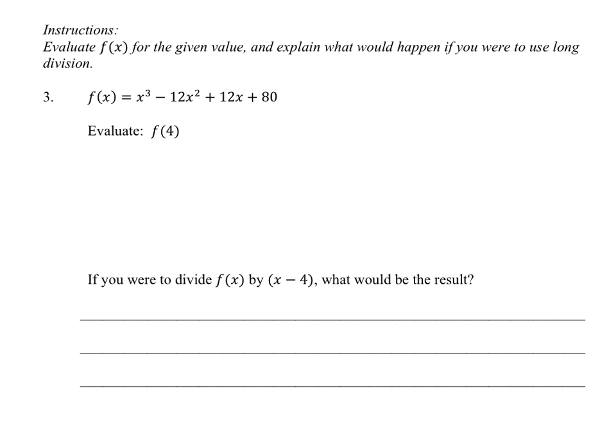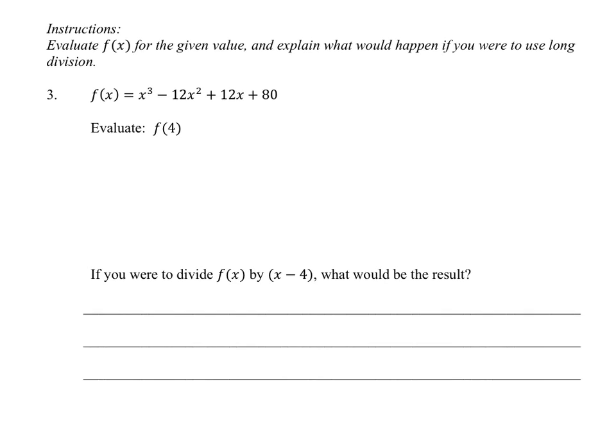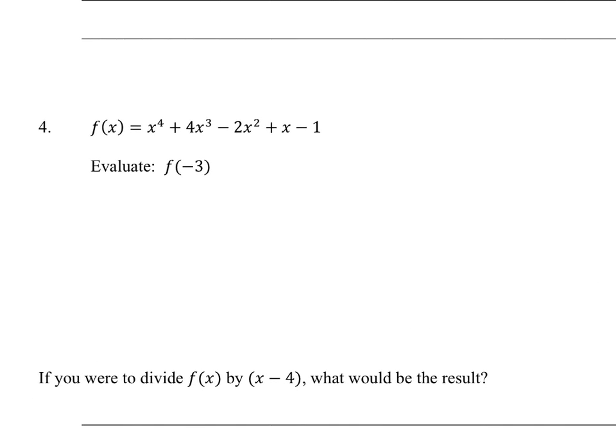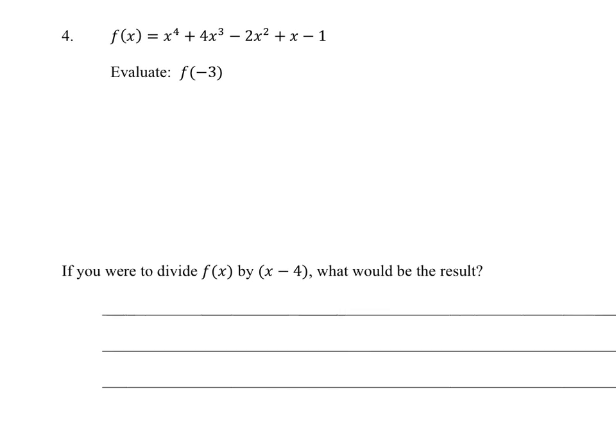Evaluate f of x for the given value. So that means whatever we're given, we're just going to evaluate like we normally do by plugging it into the function. And then explain what would happen if you were to use long division. So that's going to refer to the remainder. What would our remainder be? And if our remainder is something interesting, like 0, what does that tell us? All right, so number 3, you guys are fine with. I'm going to have you do number 4 right now.